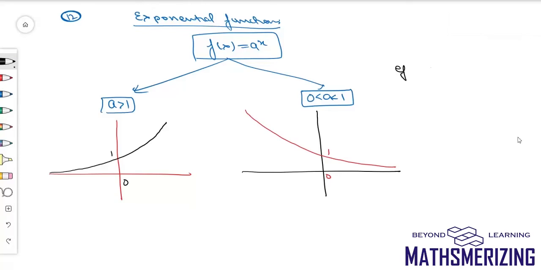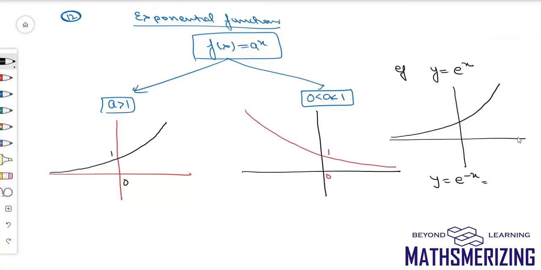Say for example, y equals e to the power x. Now the value of e is 2.7 something, so basically it is greater than 1. So I'll draw an increasing function. And what about y equals e to the power minus x? Now e to the power minus x is basically 1 upon e to the power x. So in this case, a lies between 0 and 1. So now it will be a decreasing function.